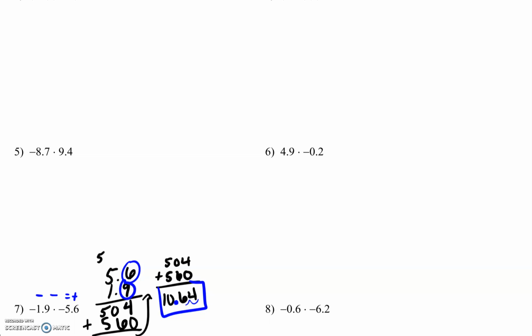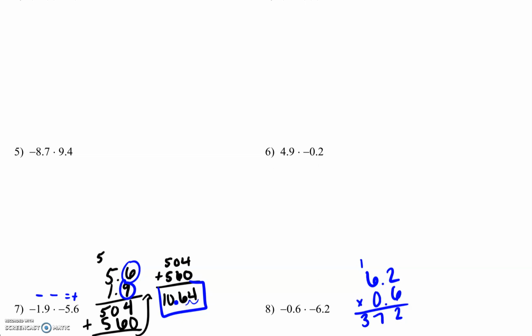All right, let's take a look at number 8. Again, I'm not going to worry about my negative sign. I'm not going to worry about my decimal. I have 0.6 times 6.2. So the best way to stack these, in my opinion, would be 6.2 times 0.6. Just because of that 0 on the left, it's going to be easier to multiply. So I'm going to take 6 times 2, which would be 12, carry my 1. 6 times 6 is 36, plus that 1 would be 37.